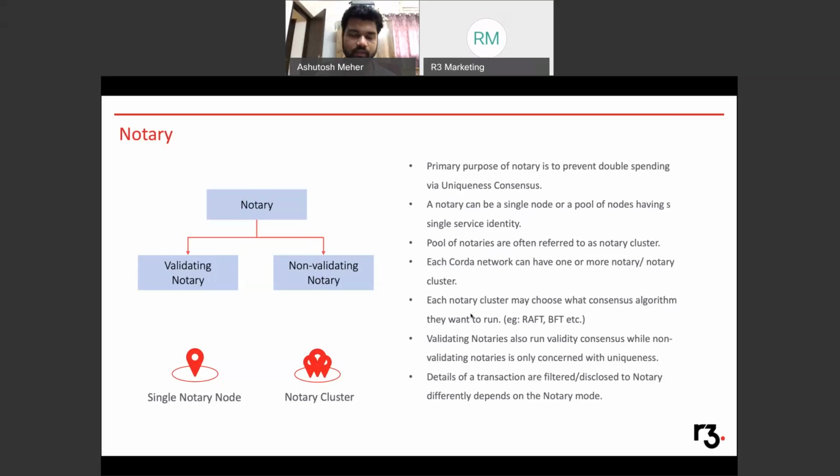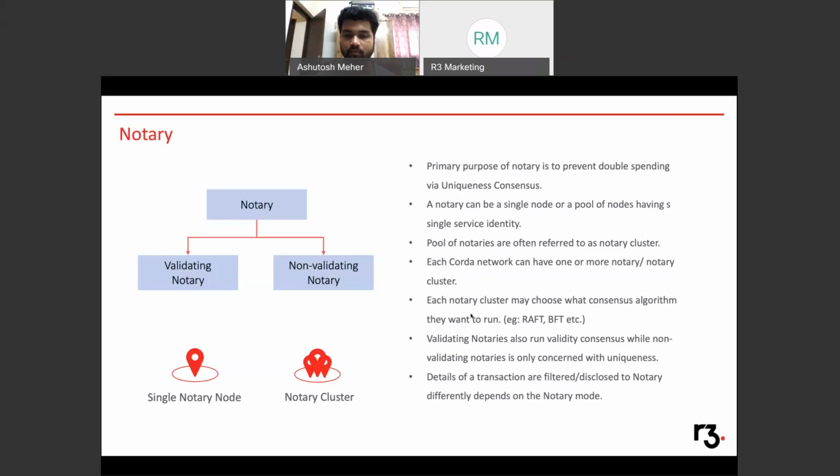Generally, people use non-validating, but there is also a validating notary in case you have such a requirement. Other than validating and non-validating, a notary could be a single node, which caters to all the requests of the network coming to it in the form of transactions, and just checks whether it's a case of double spend or not. But there is another option, which is a notary cluster.